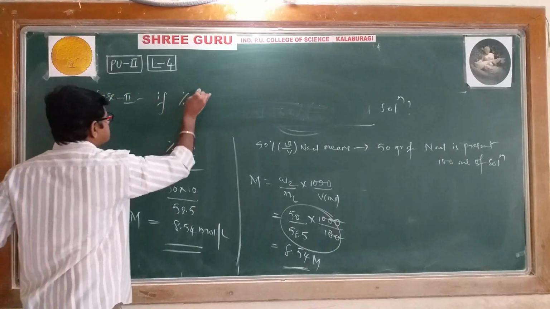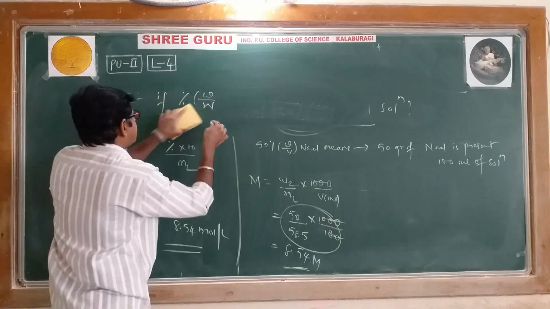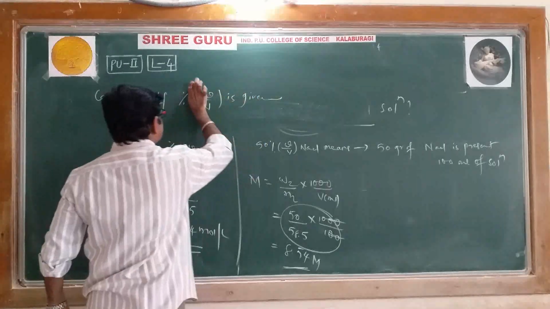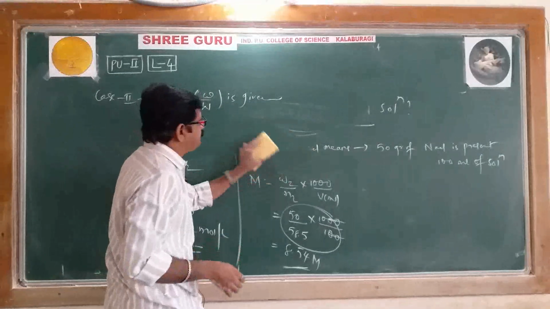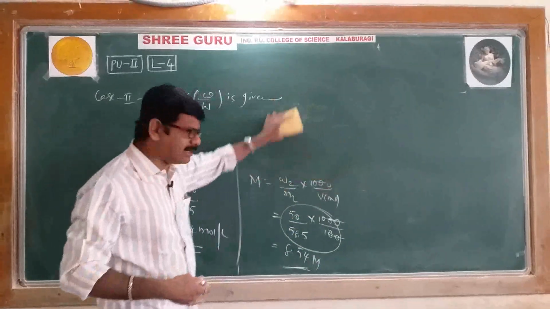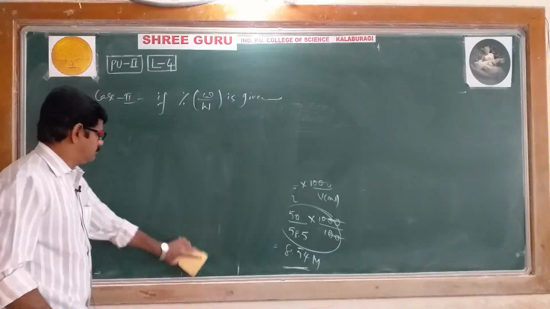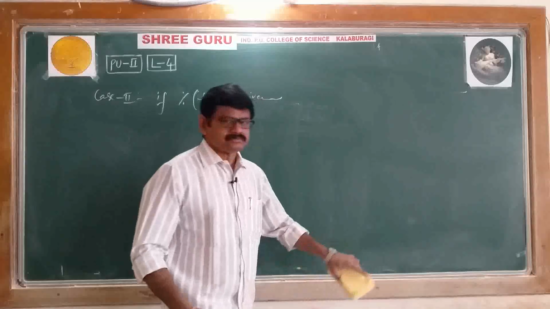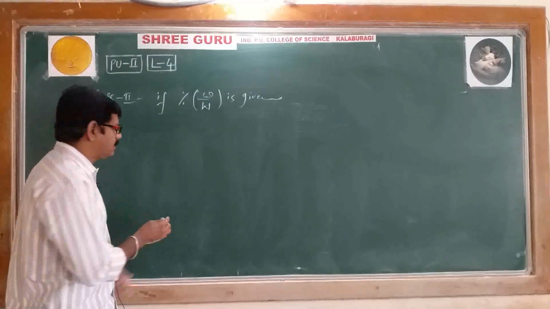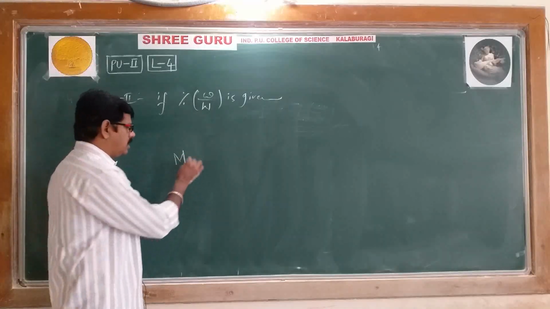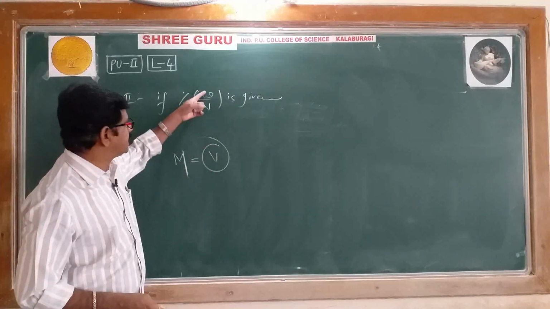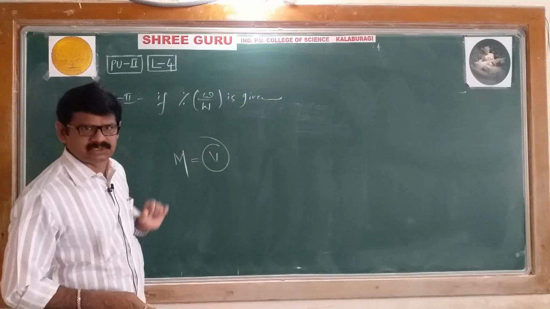If percentage W by W is given, remember, percentage W by W is given, then how do we find its molarity? For that purpose also we will derive one short formula. An important point to observe here is that he is asking for molarity. Molarity includes a volume term. But here, W by W, there is no volume term.